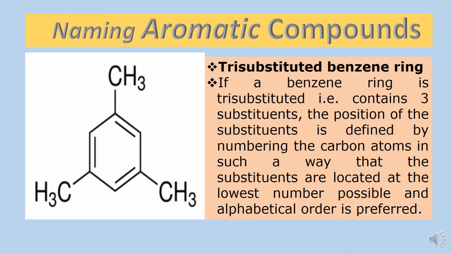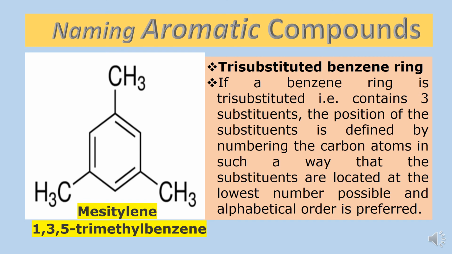Next, trisubstituted benzene ring. If 3 groups are attached to the benzene ring, then numbering will be given in such a way that the lowest positions are given to the numbers. But in this case, all these groups are symmetrically arranged. The name of the compound is 1,3,5-trimethyl benzene, which is popularly known by the name mesitylene.